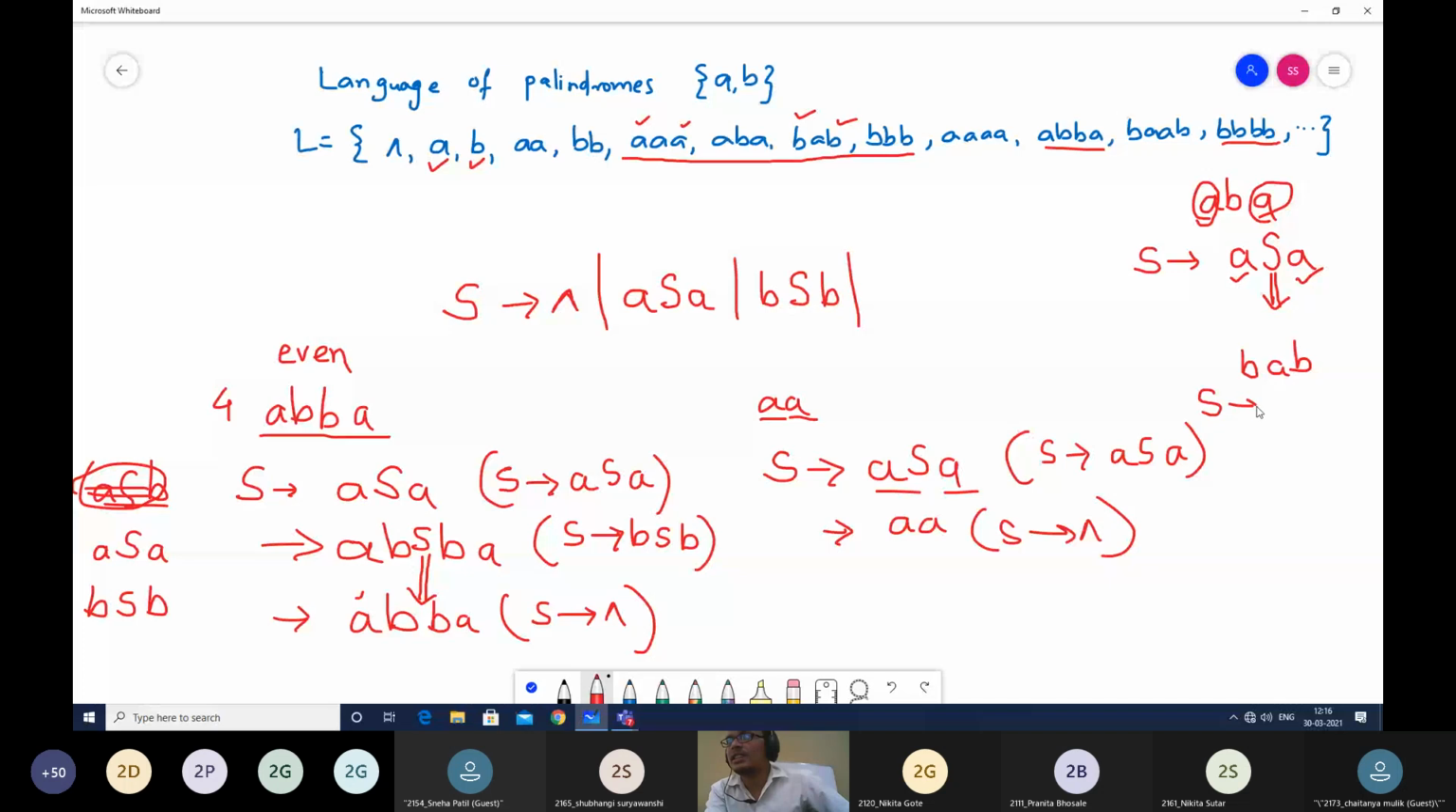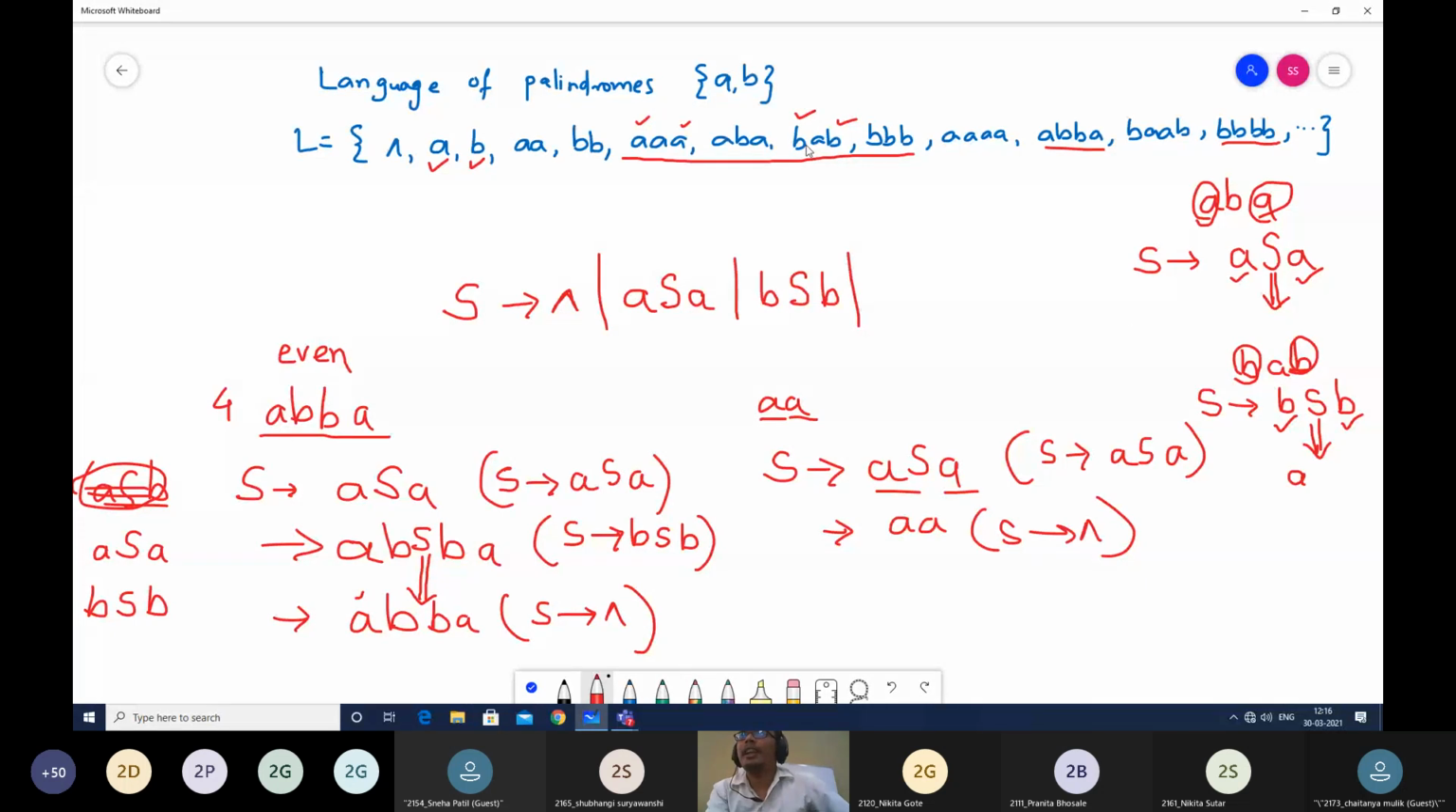Then first I'll use S gives BSB, correct? Then for getting this B and this B, it is done using this B and B. Then this S should be replaced by what in order to get BAB? A. Correct. This S should be replaced by A in that case, right?